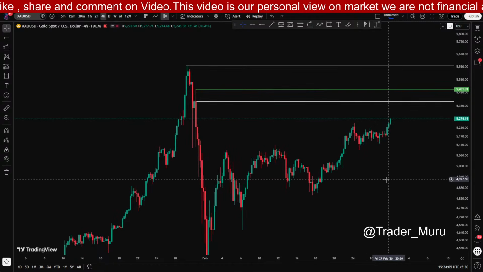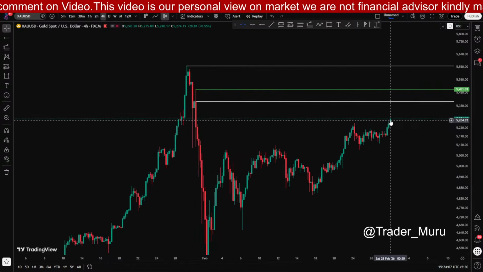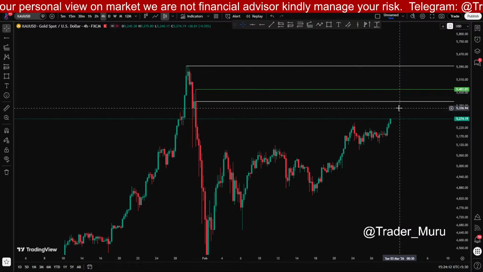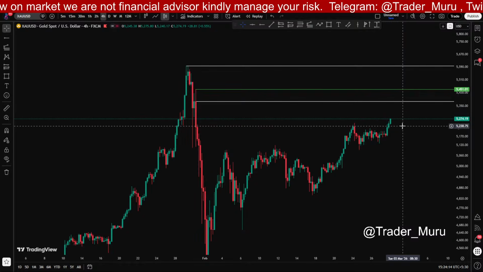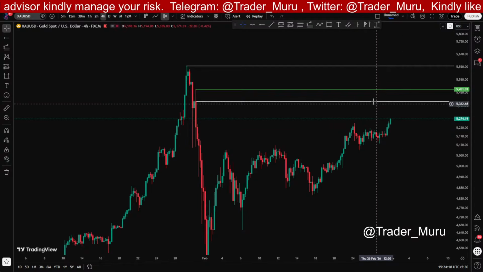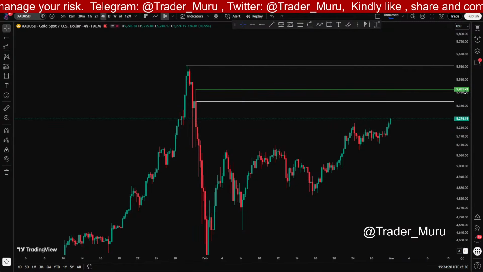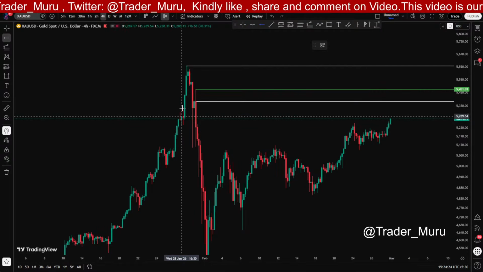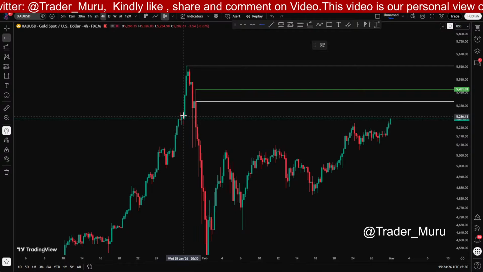So in Monday opening, I'm expecting the market to wick near this area around 5300. Then first take some retracement around 5234, and then again pump for 5451. These areas are good.